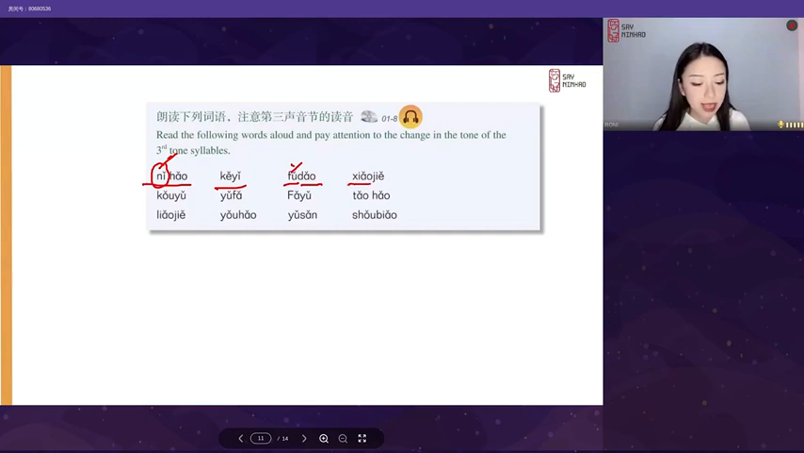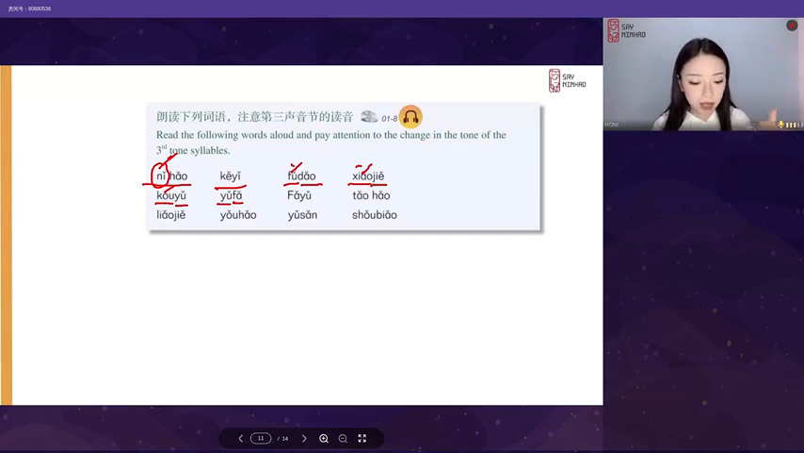Next one is 小姐. When we put them together, we should change this one to second tone. Then it makes 小姐. Read after me, please. 小姐, 小姐. Next one, 口语. So we should change 口 into second tone. Then it makes 口语, 口语. Next one is 语法, and then we should change 语 into second tone. So read after me, please.